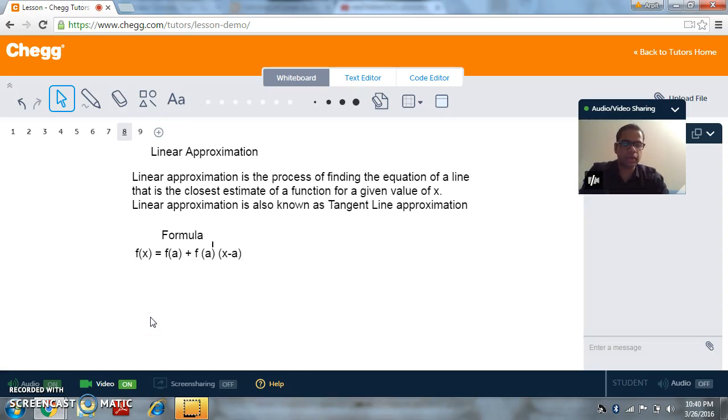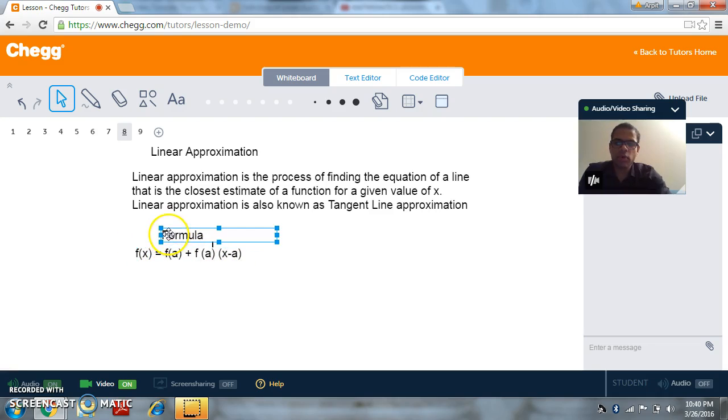I'm a tutor at Chegg for mathematics and statistics, and today we are going to discuss linear approximation. So let's start with the definition of linear approximation. Linear approximation is the process of finding the equation of a line that is the closest estimate of a function for a given value of x. Linear approximation is also known as tangent line approximation.